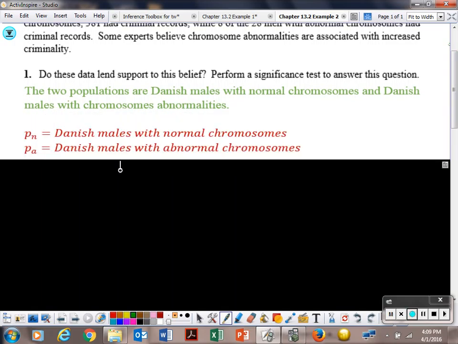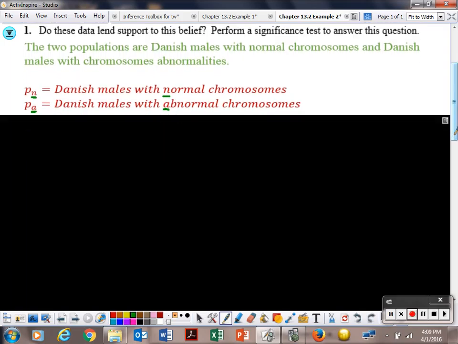Okay, defining it. Now, in this one, you don't always have to use numbers. You don't always have to use p sub 1 or p sub 2. You might want to label it with something else that gives you more of a reference to what we're talking about. So here in this problem, I used p sub n, obviously for normal, and p sub a for abnormal. It might be a little bit easier to keep track that way. So I've defined what each of those is.